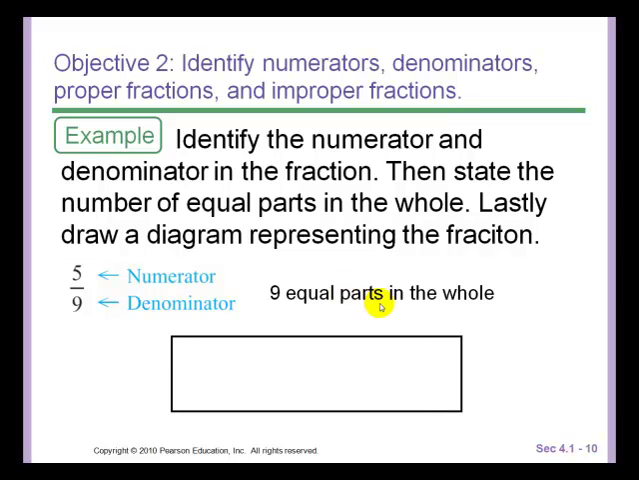And we need 9 equal parts, since that is our denominator. I now have 1, 2, 3, 4, 5, 6, 7, 8, 9 equal parts. You do not need to get a ruler out and have them perfect, but they need to be roughly 9 equal parts. Our numerator is 5, so we should shade in 5 of these boxes. This now represents the fraction 5/9. There were 9 equal parts in one whole, and 5 of them have been shaded.